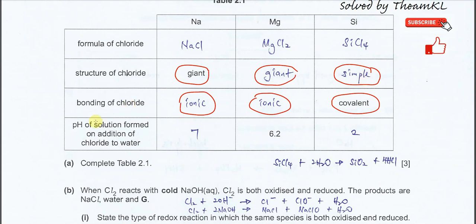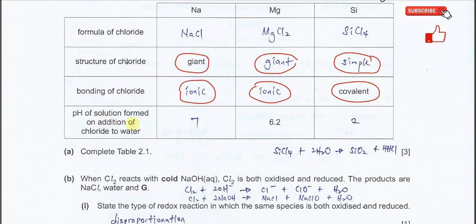Okay, next part. pH of solutions formed on addition of chloride to water. Sodium chloride, when it dissolves in water, will form a neutral solution, so pH 7. Magnesium chloride is slightly more acidic than the sodium chloride. It will be around 6 to 6.5. So in this table, it is already given as 6.2.